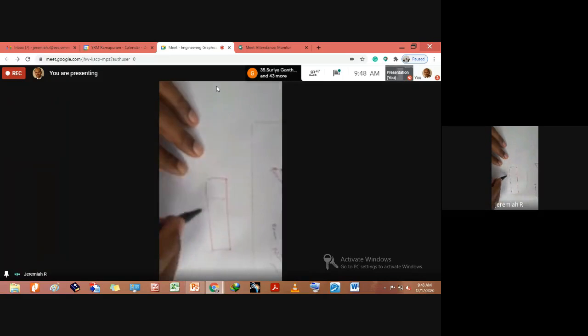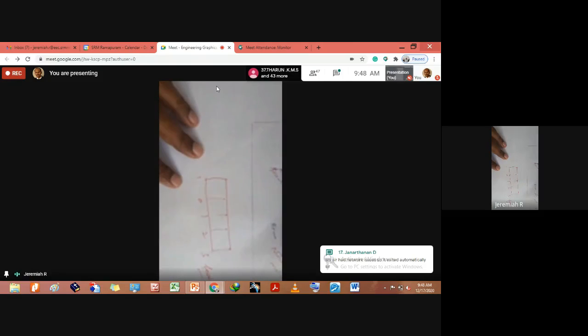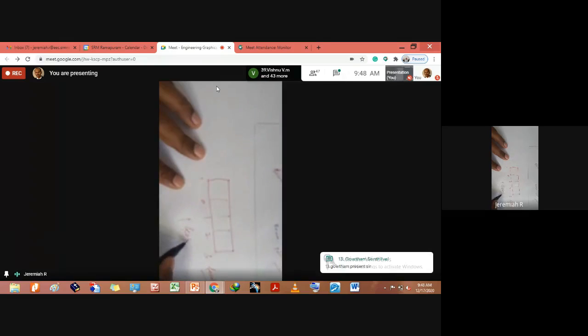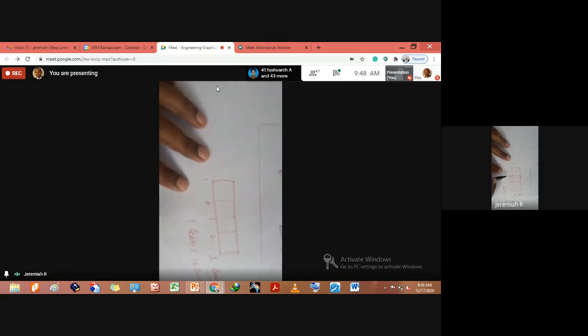You have to say 0, 1, 2, 3. So this is also 1. Everything is in feet. So they asked to mark feet and inches. So if they give 3.4 feet, what we have to do is, 1 foot is equal to 12 inches. Then we have to divide this into 12 equal parts.